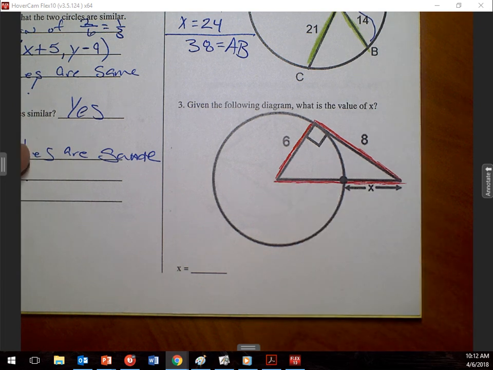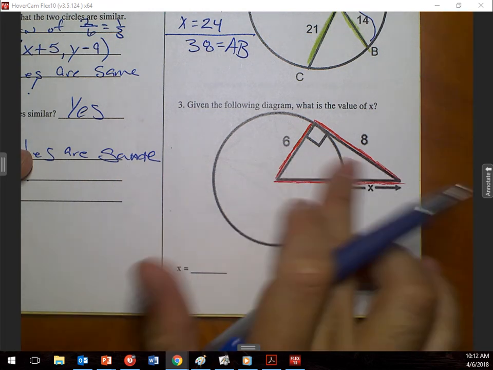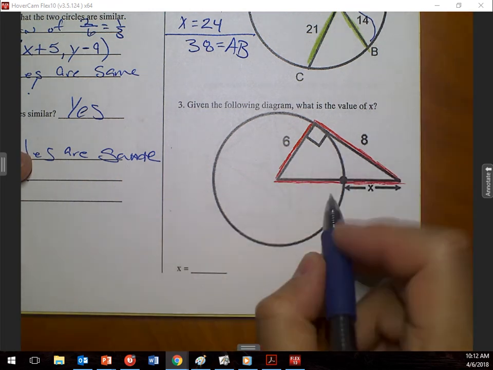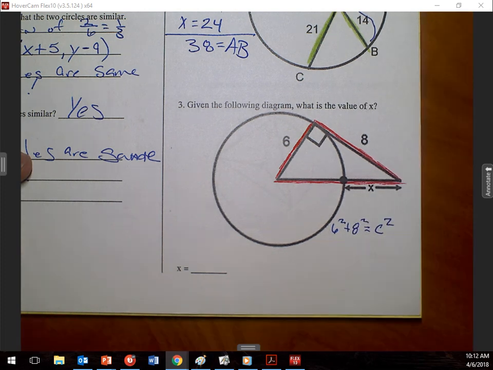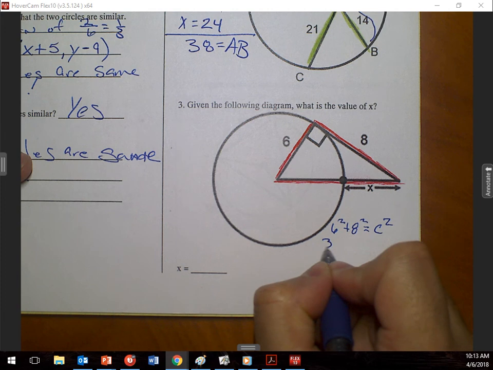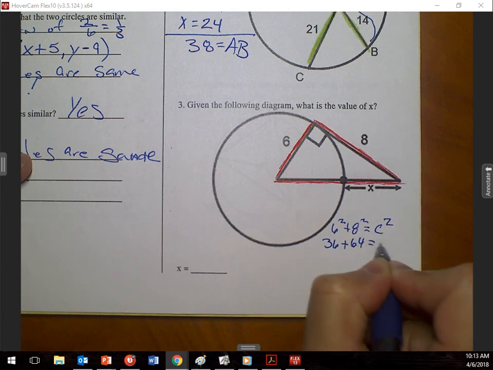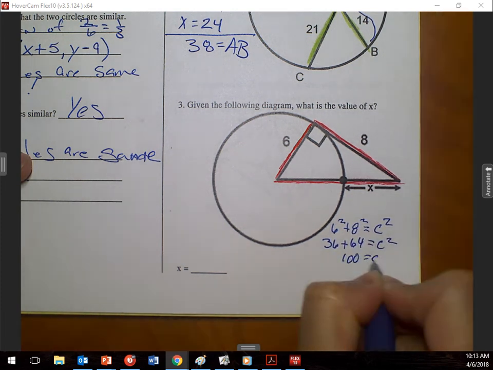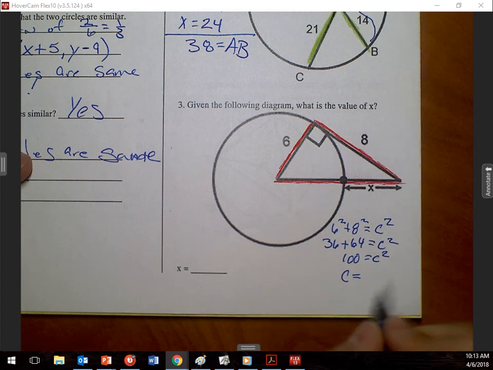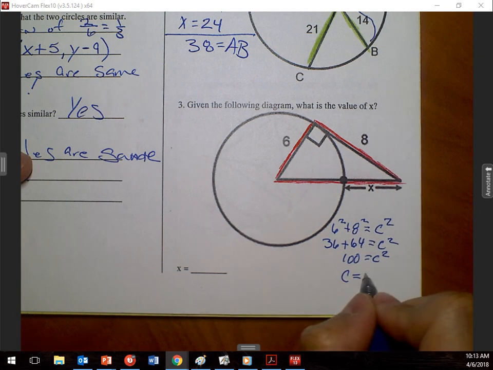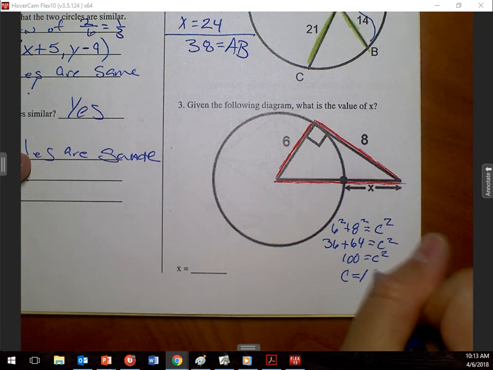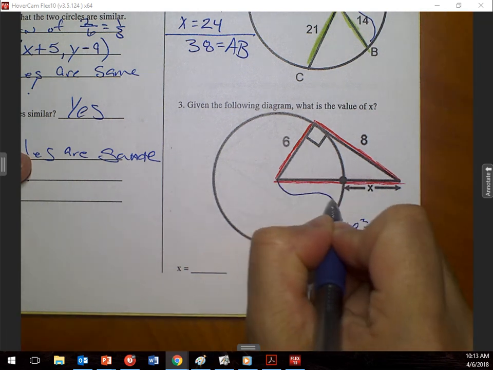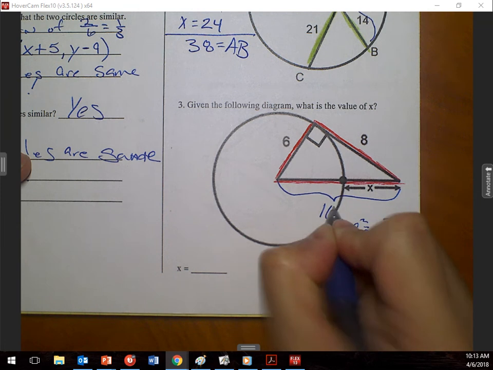Alright, so let's go ahead, Pythagorean Theorem. Which one's going to be my C value? That's going to be this whole thing over here, right? So I would write 6 squared plus 8 squared equals C squared. There's my ABC. 36 plus 64 is 100. C is, what is the square root of 100? 10, thank you. This whole thing right here is 10.